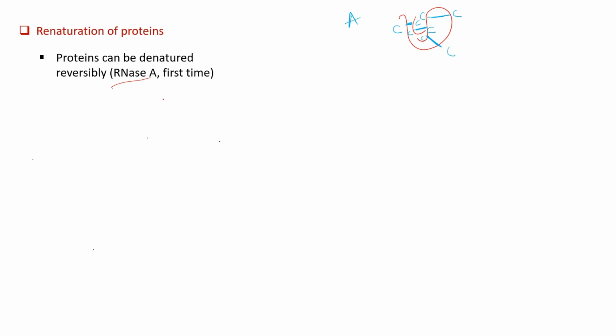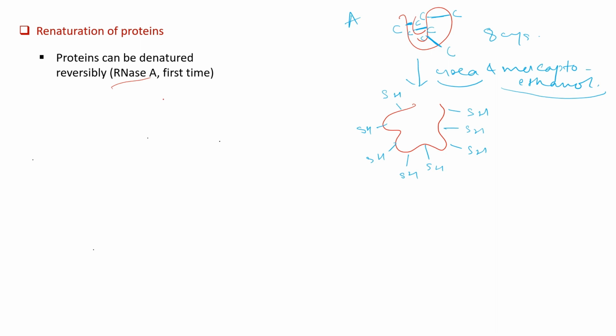So how many in total? How many bonds? 1, 2, 3 and 4. So the number of cysteine molecules is 8. This is the native conformation of a protein having 8 cysteine molecules and hence stabilized by 4 disulfide bonds. Now, if we add denaturants like urea and mercaptoethanol. Mercaptoethanol is a reductant. Urea disrupts what? The hydrophobic core. So what will happen to this protein? The protein is denatured.